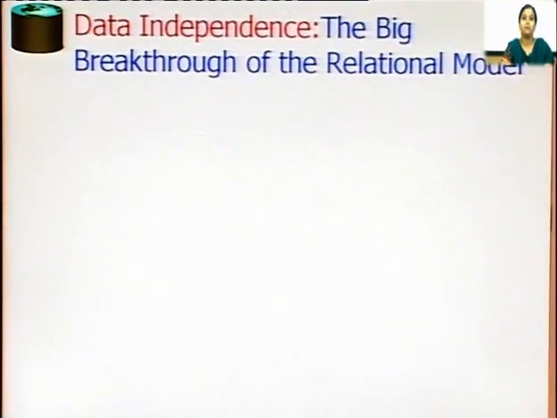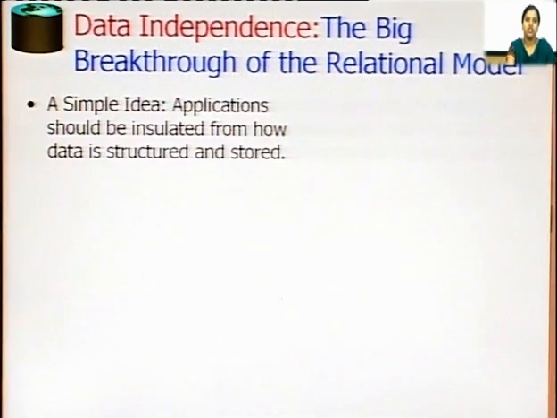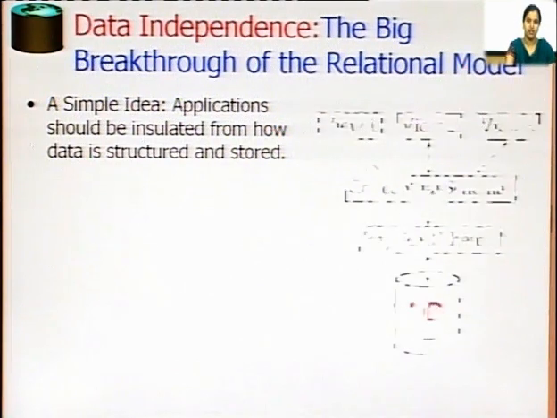So, this is the big breakthrough of the relational model, data independence, meaning the application should be insulated from how data is structured and stored. Once the data is structured and stored, it is insulated from the others. At one level we are storing the data, structuring the data, using the data without affecting another view. That is data independence.